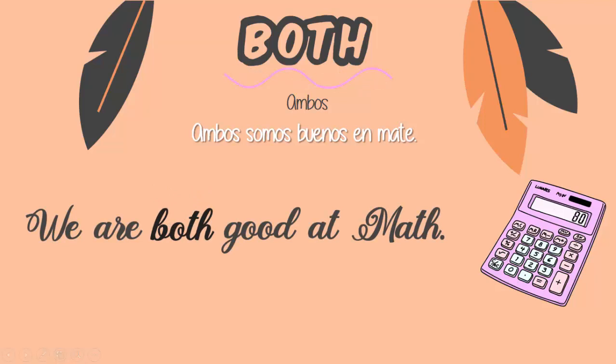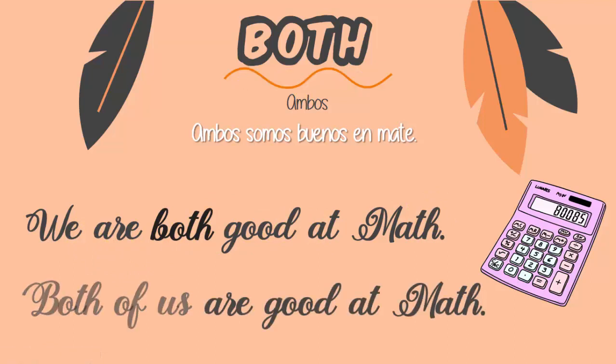Aquí necesito que noten que el both está después del verbo to be. Esa es su posición cuando usamos el verbo to be, después del verbo. We are both good at math. Pero también podría decir, both of us are good at math. Las dos oraciones significan lo mismo. We are both or both of us are, etc.